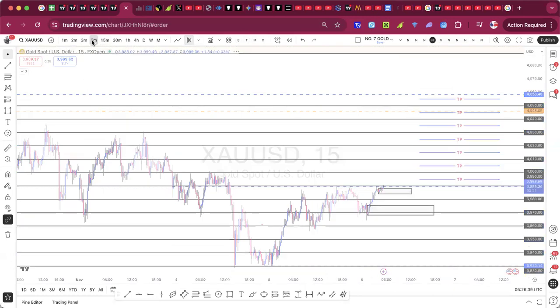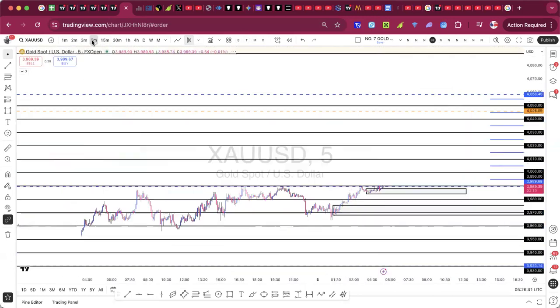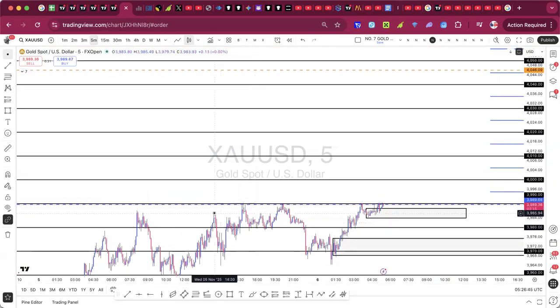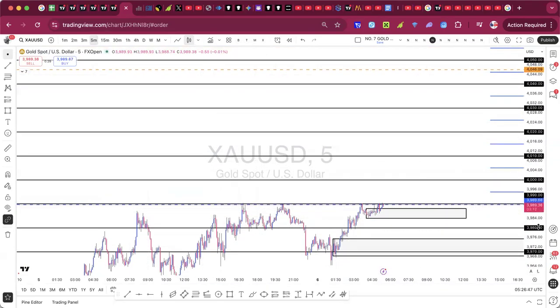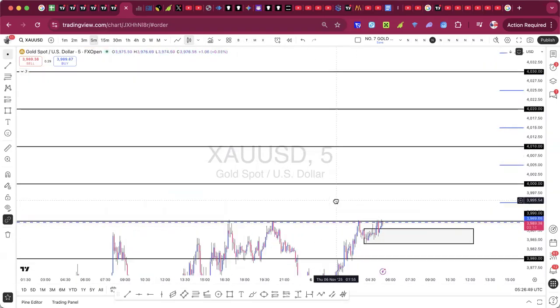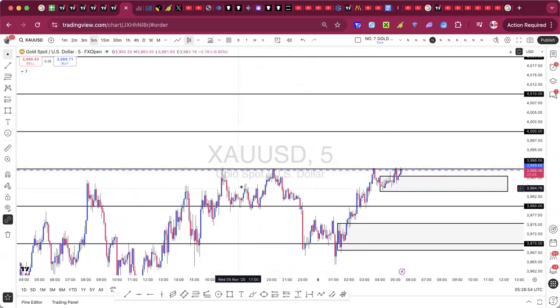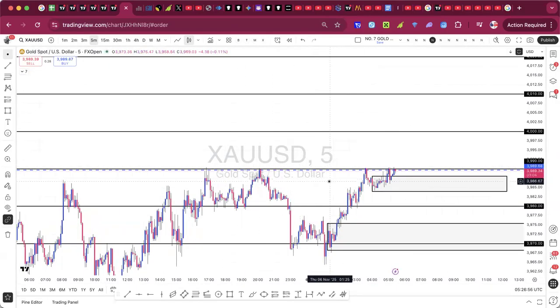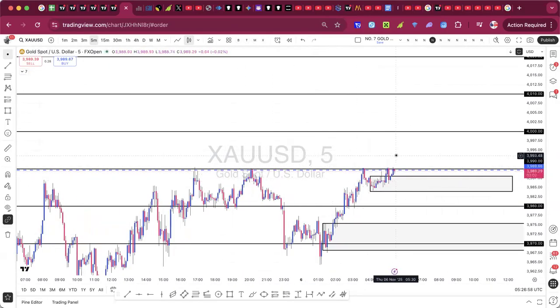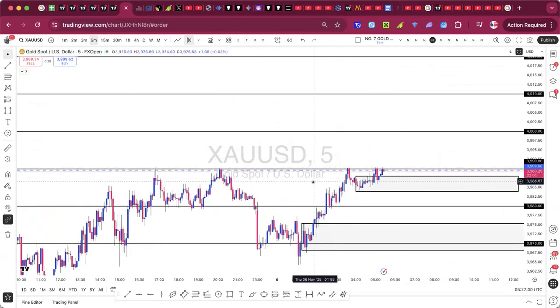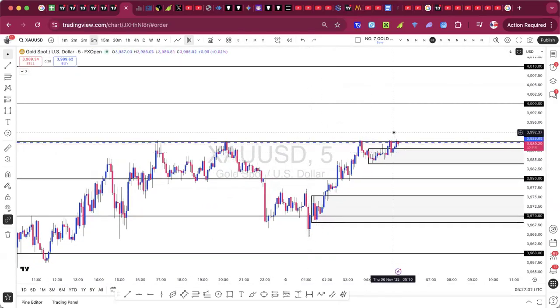So if you go to 5 minutes, for instance, we needed to break out of this. You can see yesterday high, number one, and it's a resistance point. So we need to break out of that. Once we break out and retest it, I can even go to 1 minute to see when we retest, and I will enter and put my stop loss below this point.